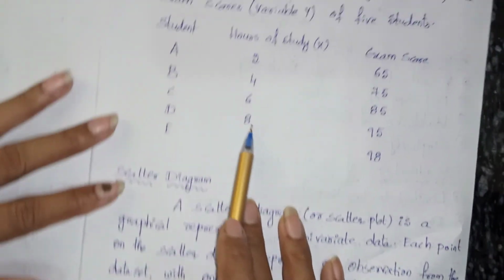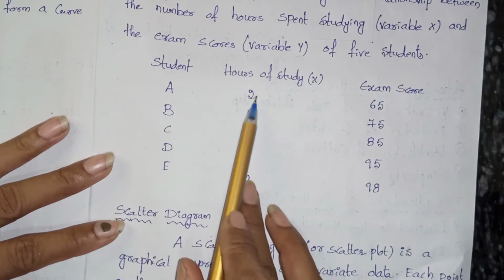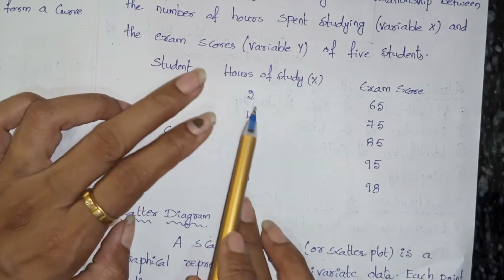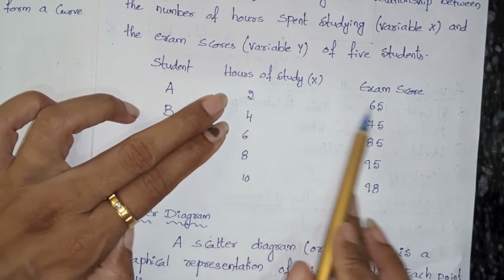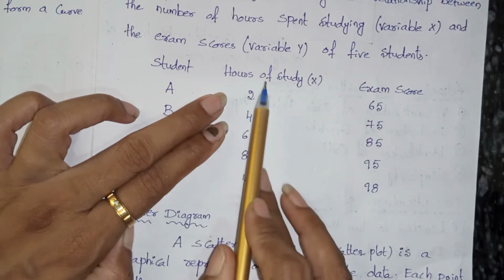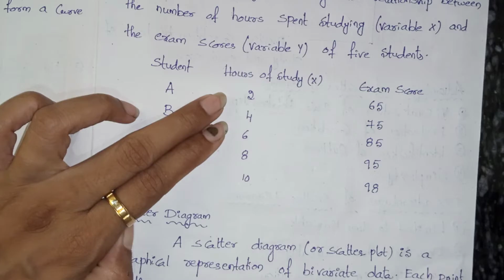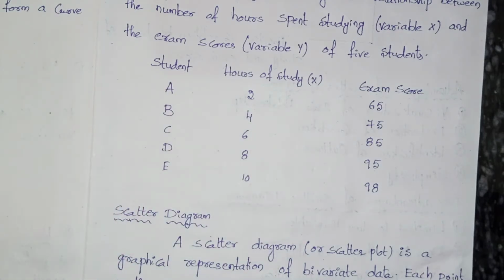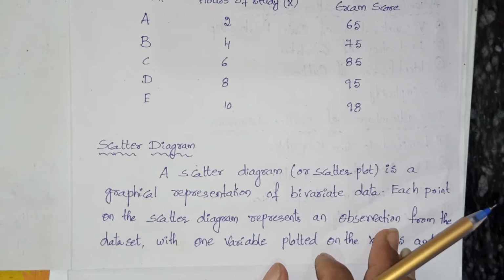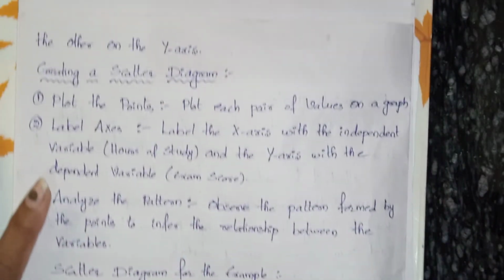See here, the x-axis variable is independent. Why? Because if you study 2 hours, it depends on you. You may take 2 hours, 4 hours, but depending on this, the score will increase. So exam score is the dependent variable, and number of study hours is the independent variable. So a scatter diagram shows the relationship between two variables: one is the independent variable and the other is the dependent variable. Next is creating a scatter diagram.